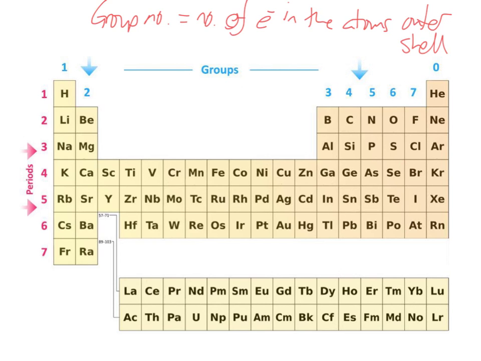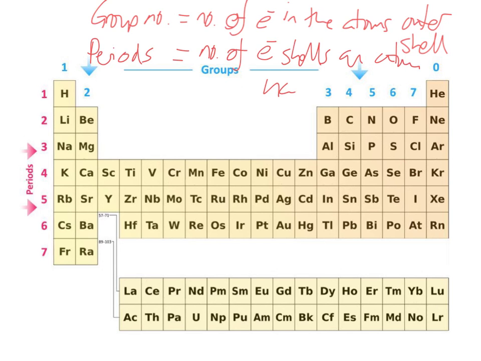The periods are the rows. So there's period 1, here's period 2, period 3, etc. And the periods tell you the total number of electron shells that that atom will have. So periods equal the number of electron shells an atom has. So all the elements in period 3 have 3 shells of electrons.